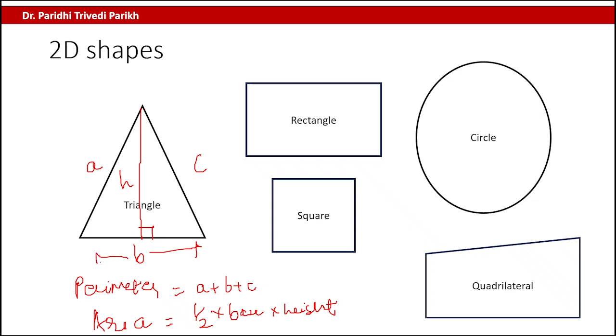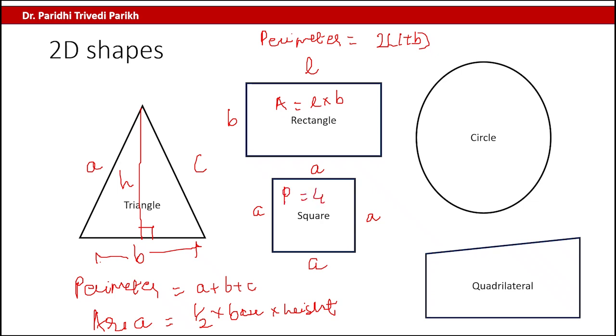Okay. Now, when I talk about rectangle, if the length is L and breadth is B, then perimeter of the rectangle shall be 2(L plus B), whereas area shall be L into B. When I talk about a square, square has 4 equal sides. So perimeter will be 4A and area will be A square.